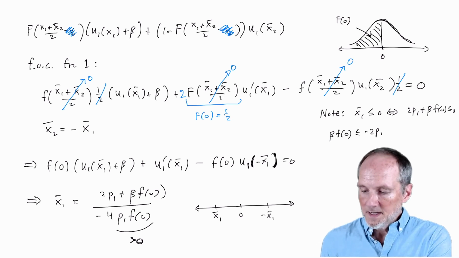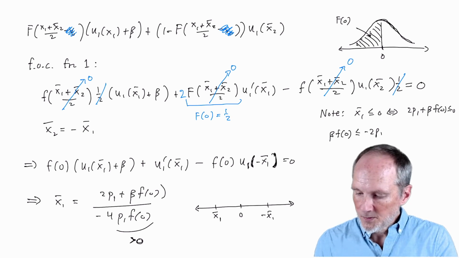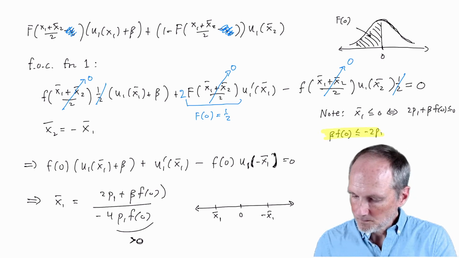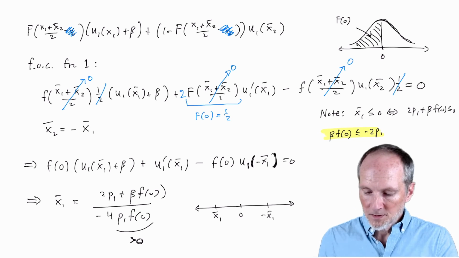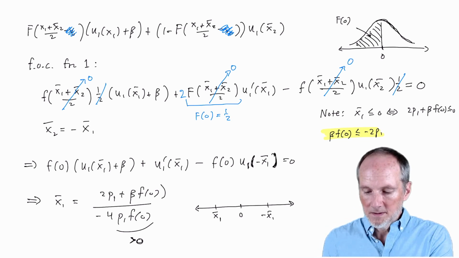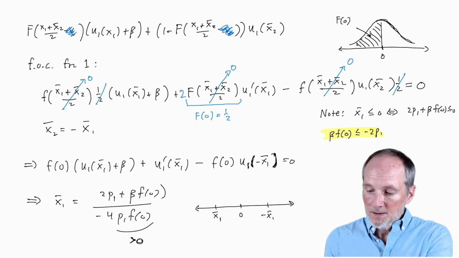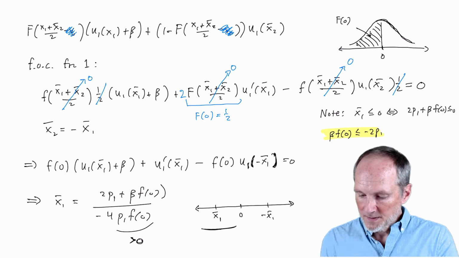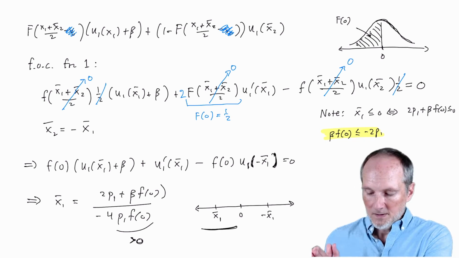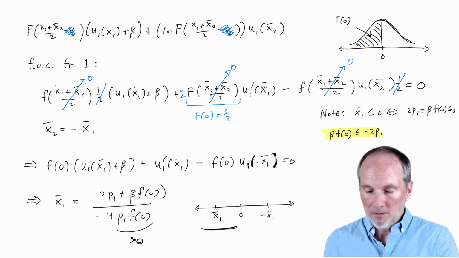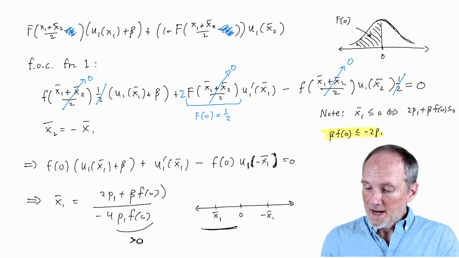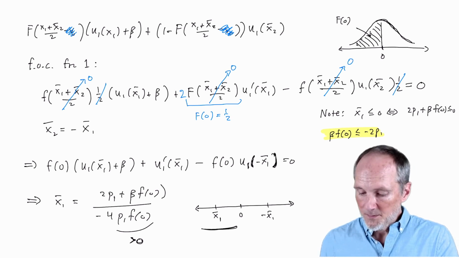And what we see is that as long as this inequality holds, the solution to this system of equations, or now it's just one equation, indeed will be something to the left of 0 and actually will give us our equilibrium policy proposal. What happens if this inequality is violated?